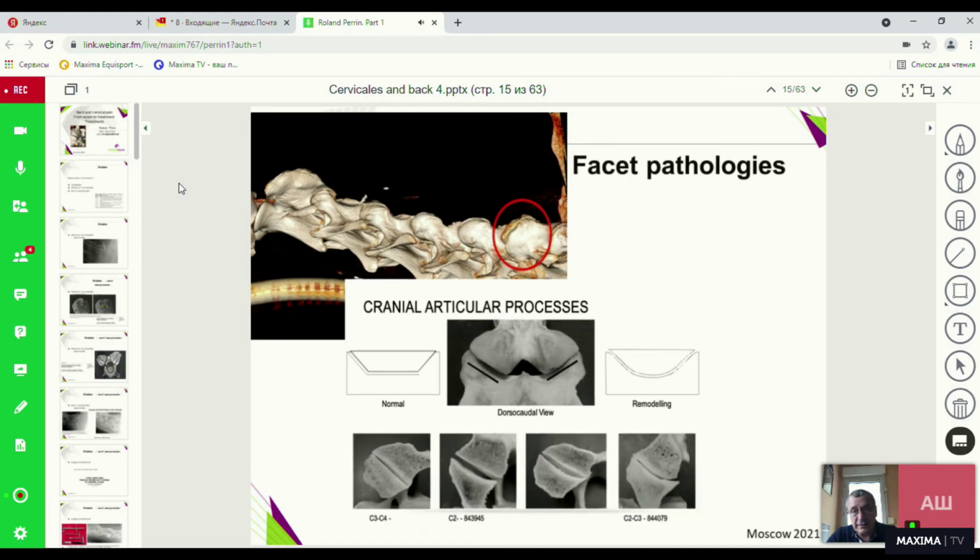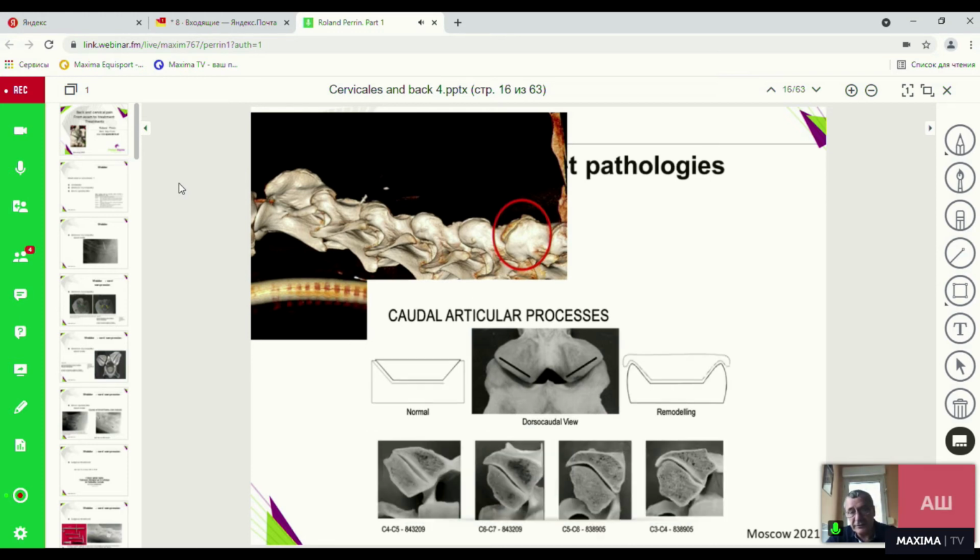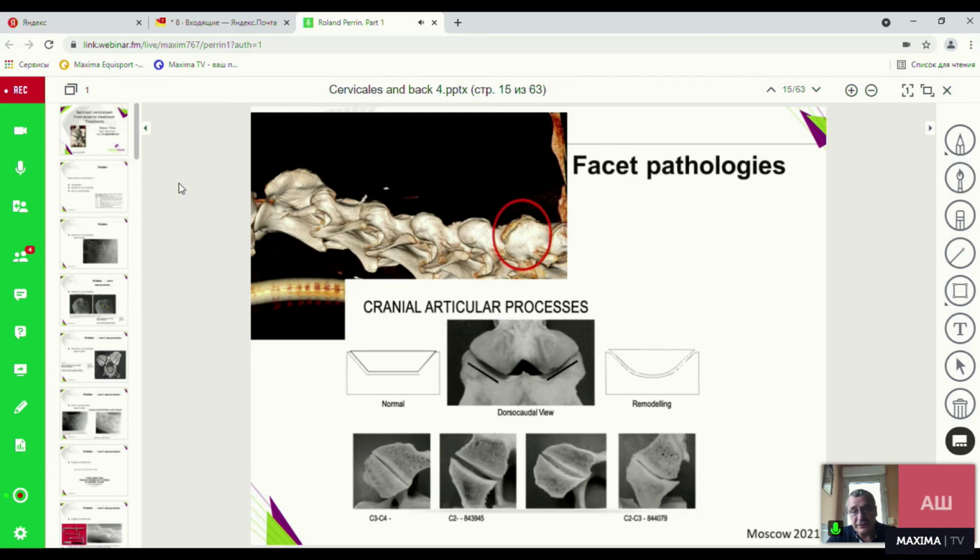When you see the cranial part, the osteophytes are on the right. If you look at the caudal part, the osteophytes are on the left. So, in fact, the more dangerous osteophytes are those of the cranial part, because you go inside, near the nerves.